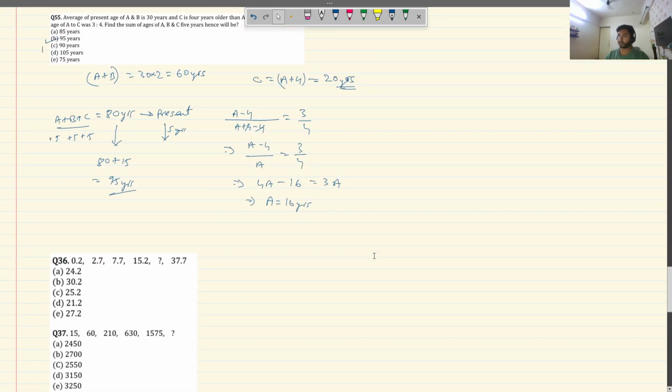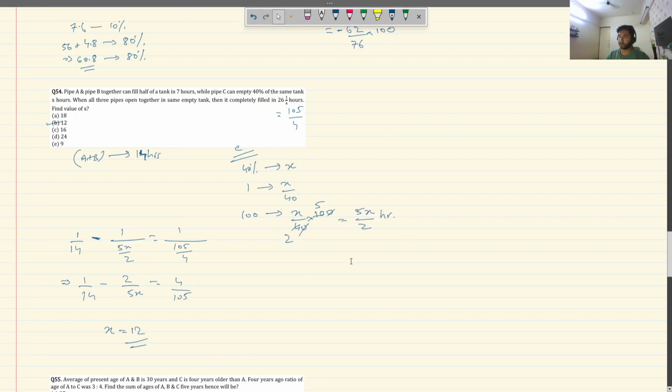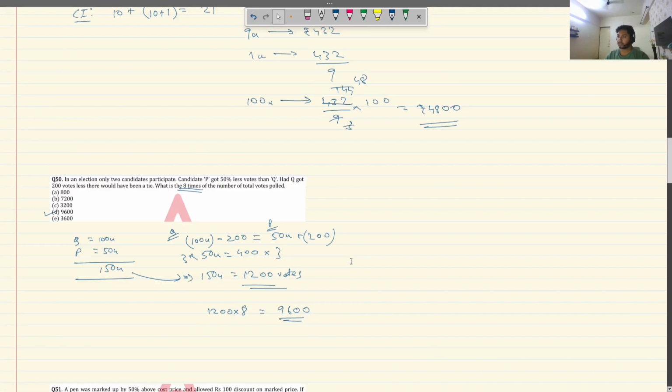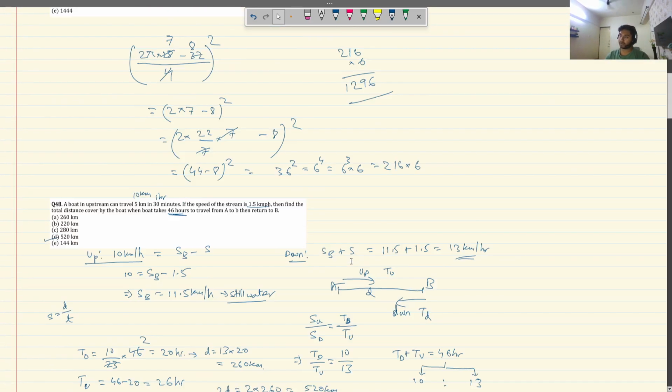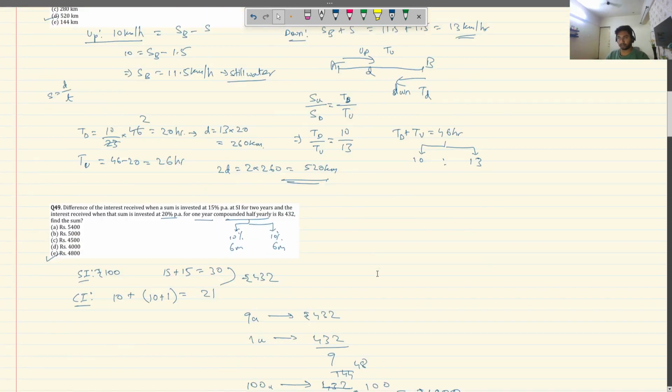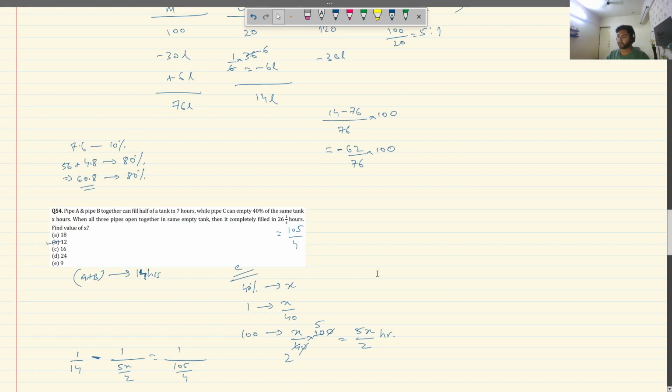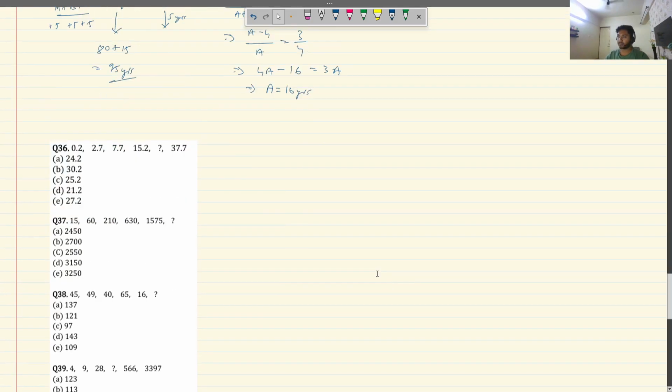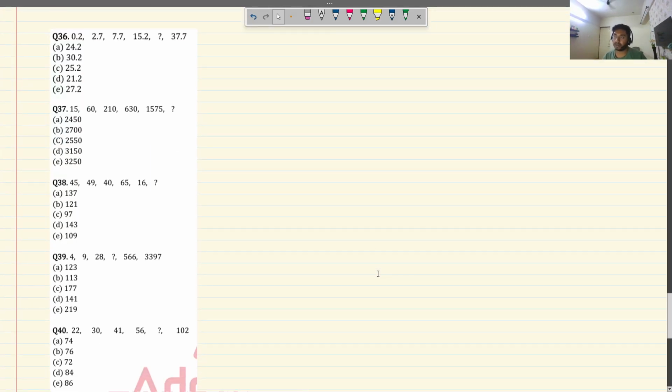Now I have solved all the arithmetic questions from SBI Clerk Prelims 2021 paper. Go through it, see how in shortcut we have solved all the question without using any formulas whatsoever. This was all the arithmetic questions. Now I'll solve some extra questions about which I have already taught in previously, just as a practice. Let's see this number series question.